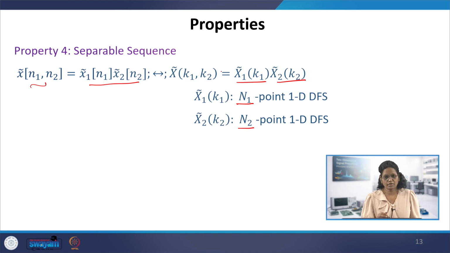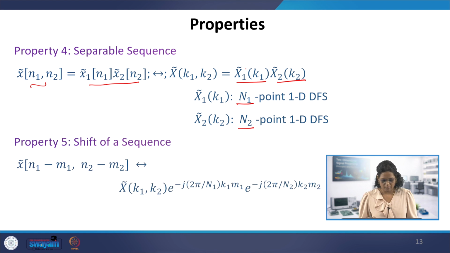So that we have done for DSFT. This is for the DFS, where this signal is periodic. This pattern is even repeating, that in the previous example 3 by 2 n1 n2 is going to be repeating in the n1 direction as well as n2 direction. So this tilde implies that it is a periodic sequence in 2D.